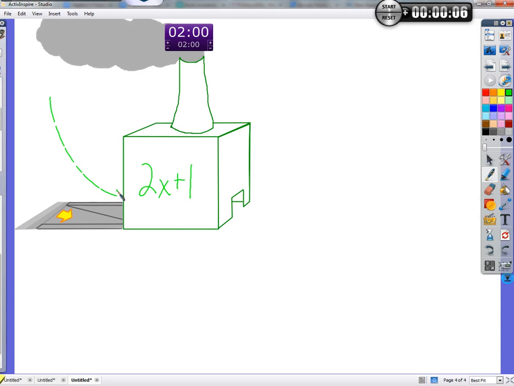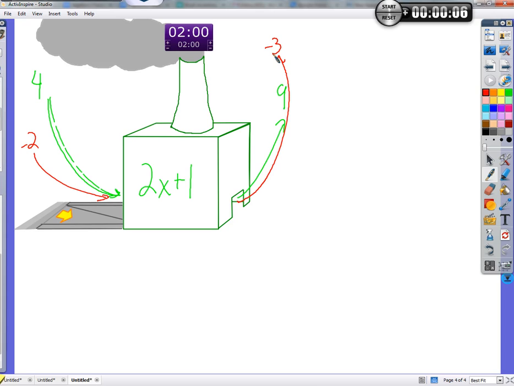So into this function goes a 4. What comes out of this function? 9. 2 times 4 is 8, plus 1 gives us 9. And another one. Let's say negative 2 goes into this function. Negative 2 goes in, and what comes out? Negative 4. 2 times negative 2 is negative 4, plus 1? Negative 3. Thank you, Ethan. I did something wrong.